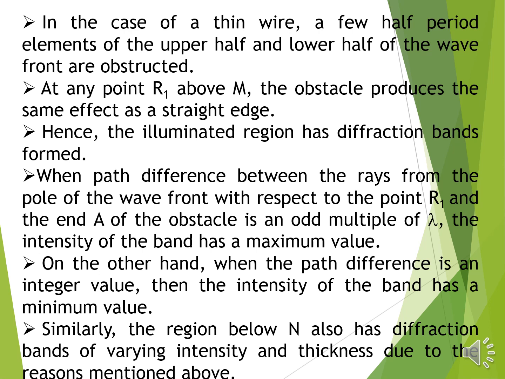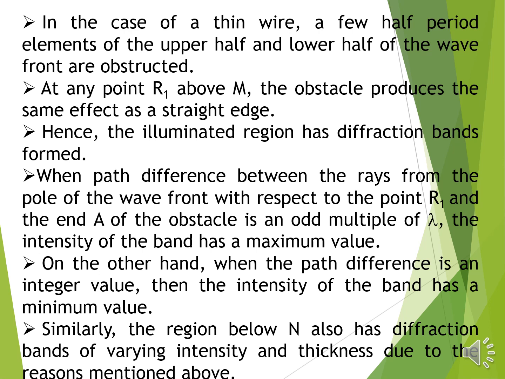At any point R1 above M, refer to the figure please, the obstacle produces the same effect as a straight edge. Hence, the illuminated region has diffraction bands formed. When the path difference between the rays from the pole of the wavefront with respect to the point R1 and the end A of the obstacle is an odd multiple of lambda by 2, the intensity of the band is maximum.